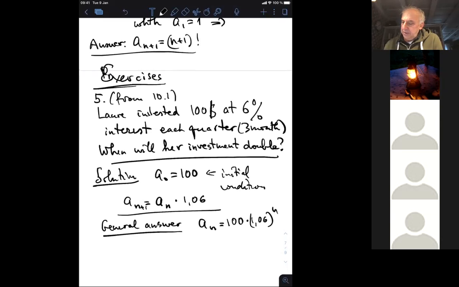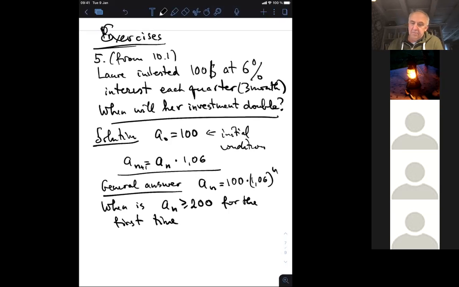And so our question is, when is a_n bigger or equal than 200 for the first time? We can do it using logarithms or just using, I don't know, any basic program. And what I calculated is that n equals 12. So 12 quarters, which means 3 years she has to wait before $100 will become a little bit more than $200 for the first time. Okay.